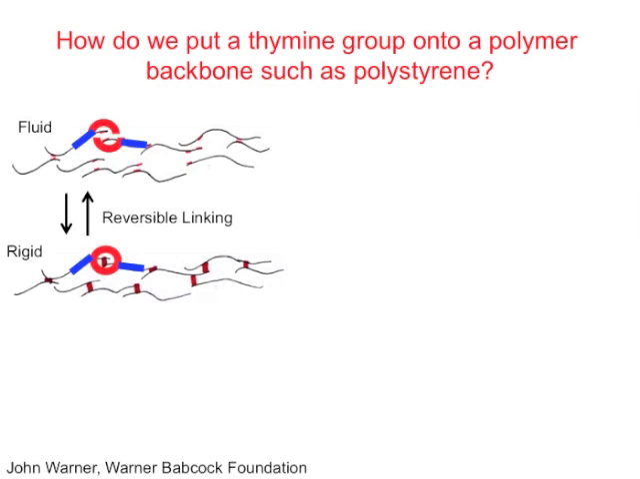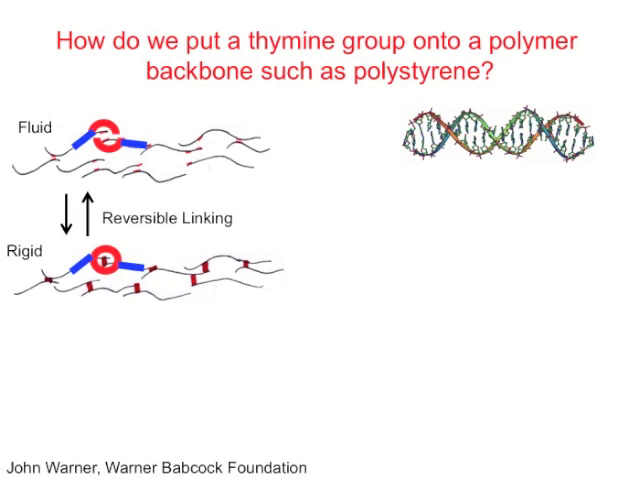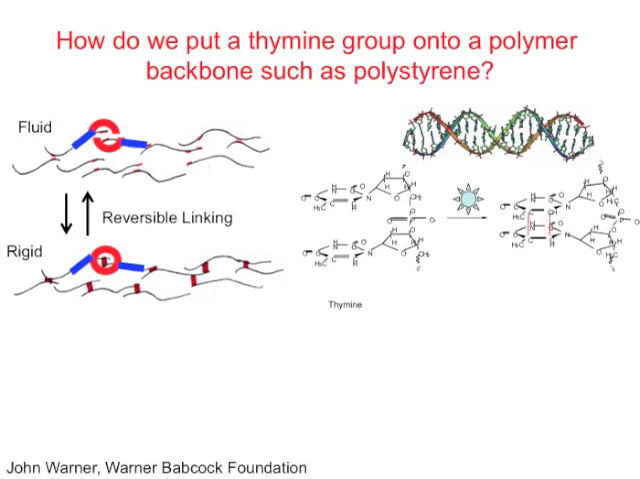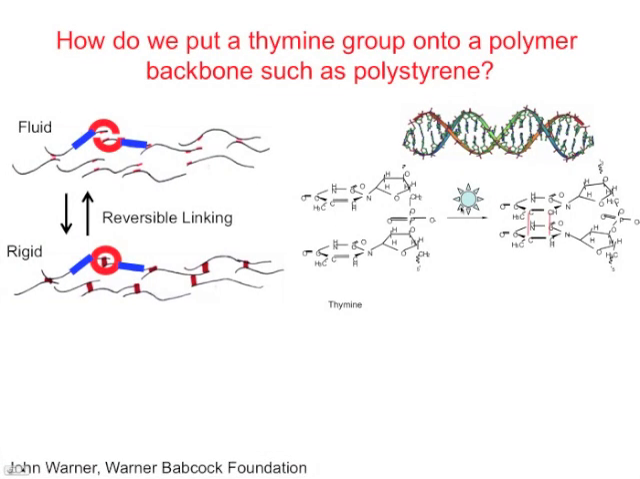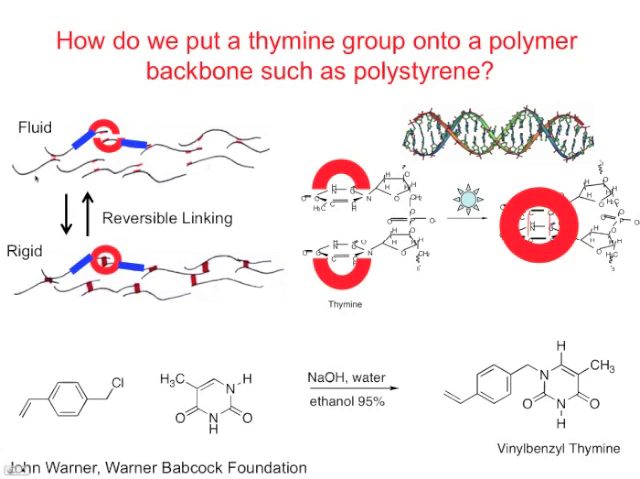So how do we put a thymine group onto a polymer backbone such as polystyrene? Well, again, we're going to try to do this exact work. Here's another representation of the thymine being dimerized with light. You can see that there, and so there are the thymine groups. Shine light, you make that link, and that explains a little bit more about that graphic. This is another reaction that we can do in order to put the thymine unit on the polymer backbone in order to make this new monomer.